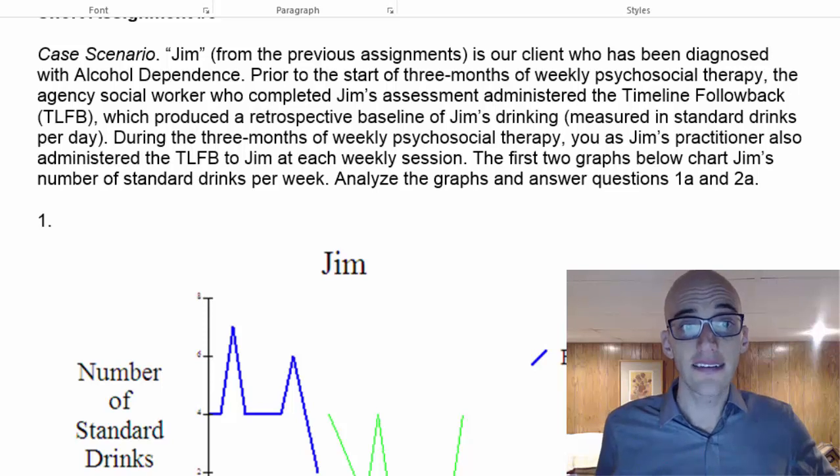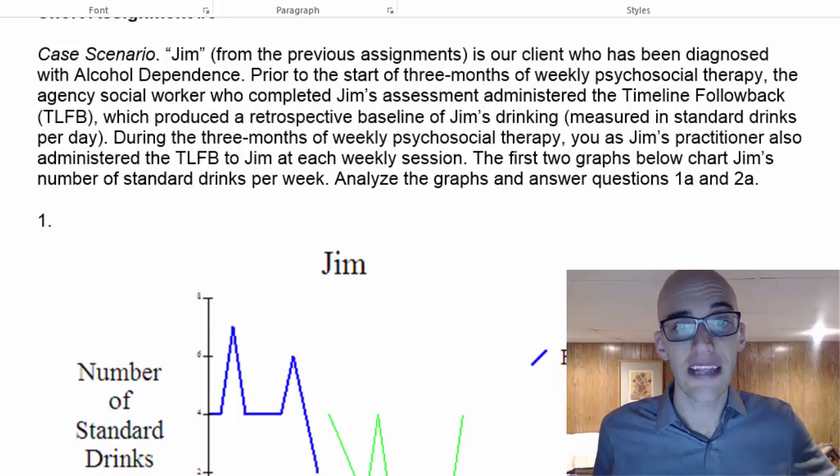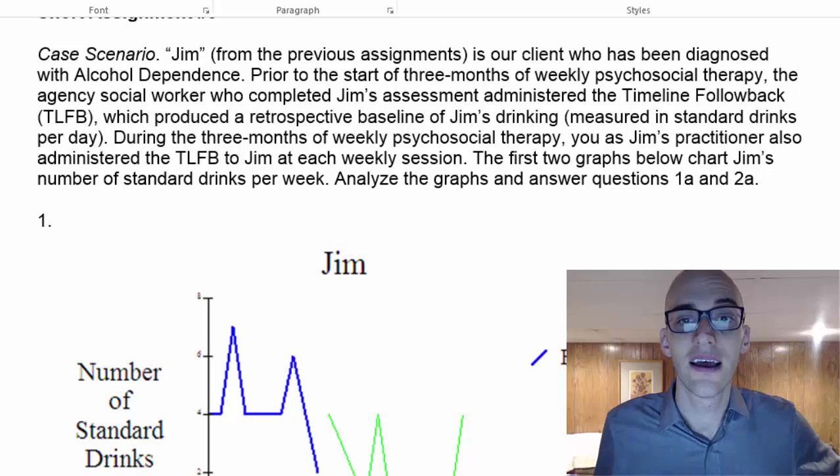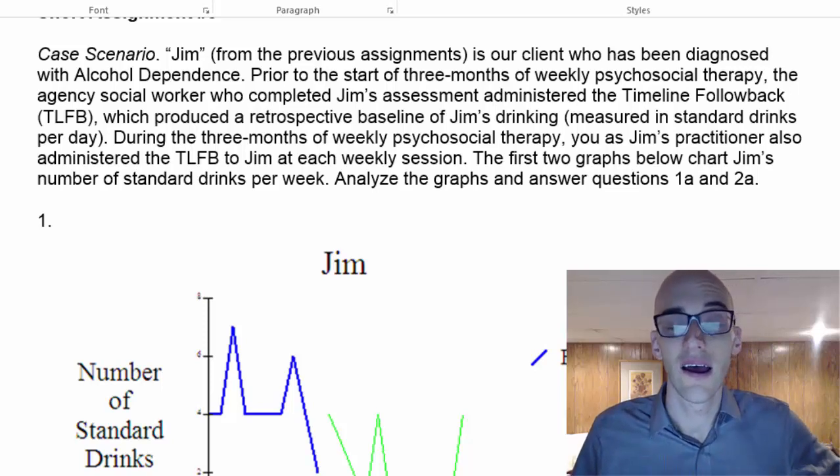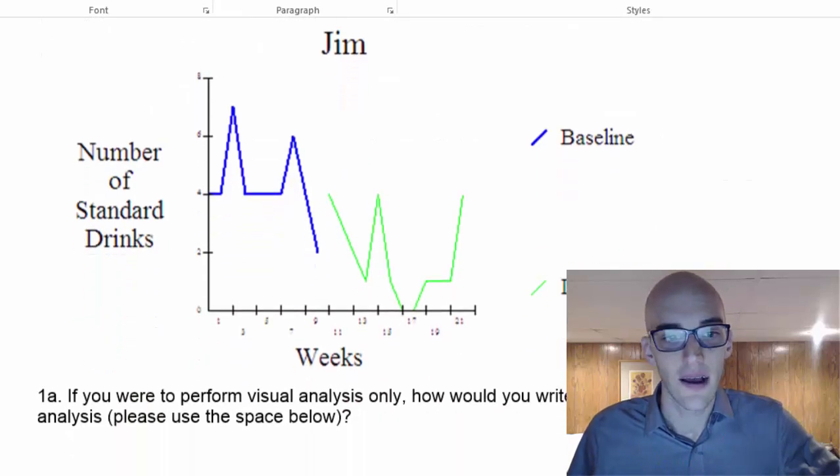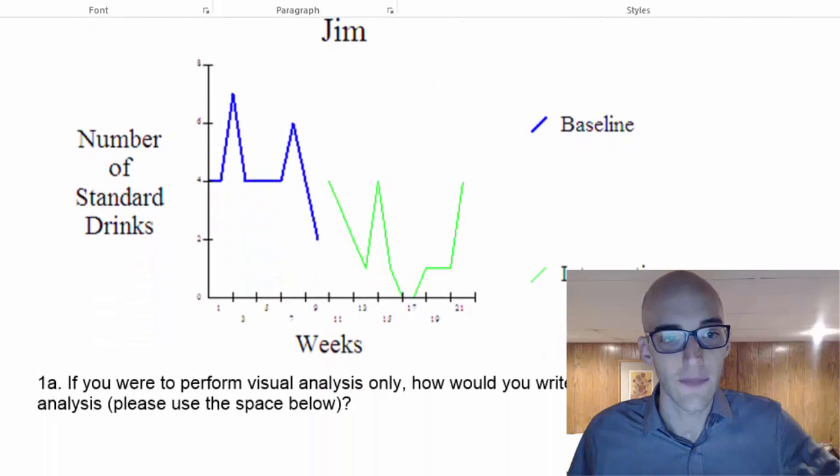Okay, so for your last short assignment, we're going to be using the case scenario for Jim again, just like the previous assignments. But for this one, we're going to be looking at acceleration lines, just like we were using in the lecture for this module. So these first two graphs are going to be based off the acceleration lines for Jim.